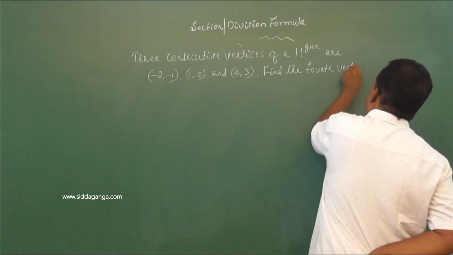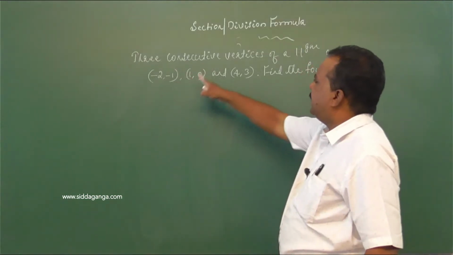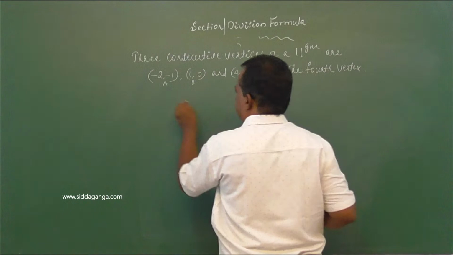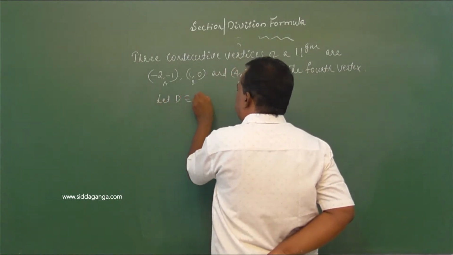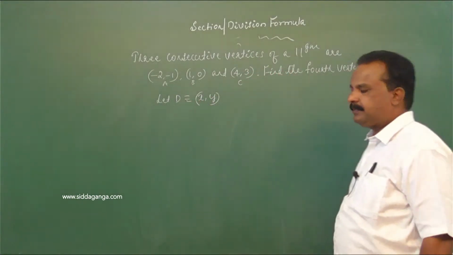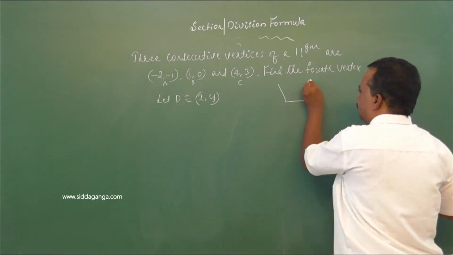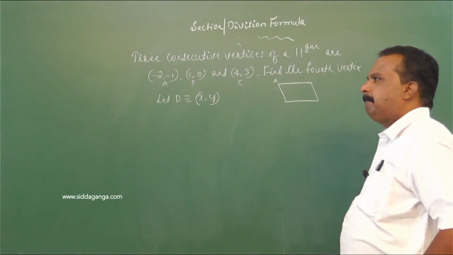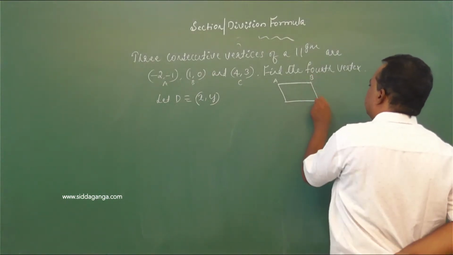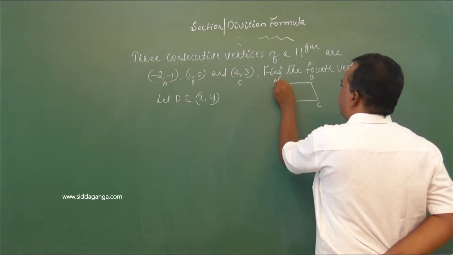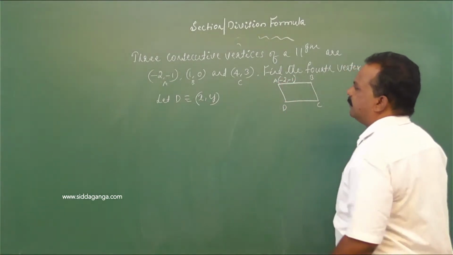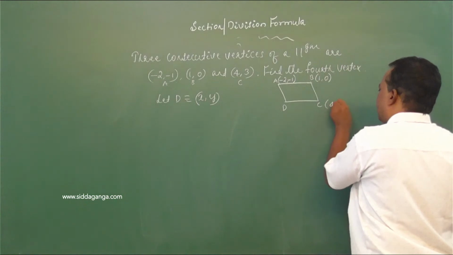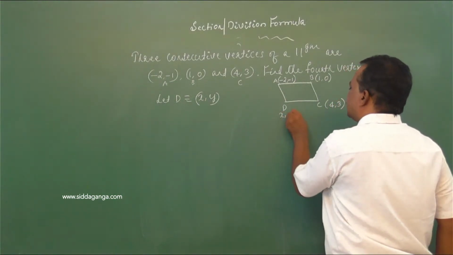This is A, this is B, this is C, this is D. Let D be (x, y). This is a parallelogram. What is A? (-2, -1). What is B? (1, 0). What is C? (4, 3). And what is D? (x, y).